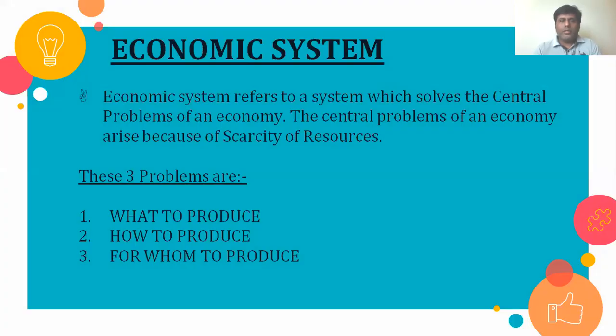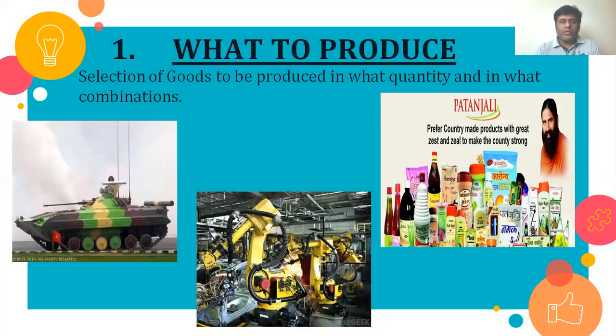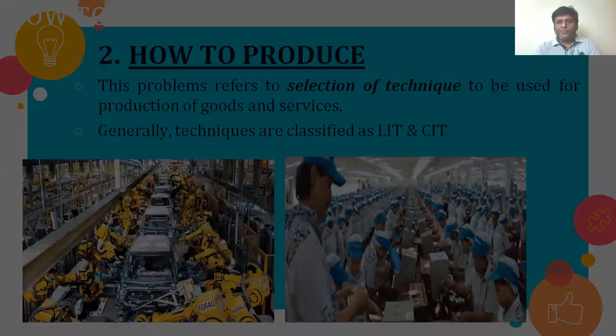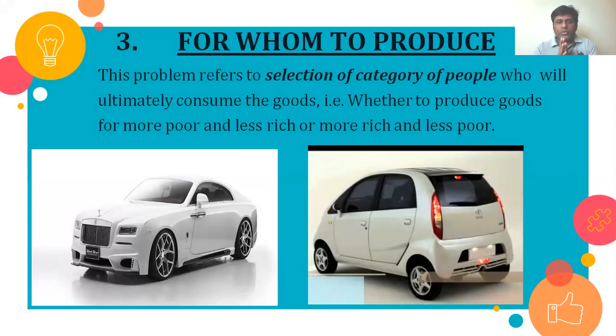The economic system is the system that solves all the central problems of the economy. That is, what to produce: selection of goods and services to be produced, and in what quantity and what combination. Whether you should produce defense goods, capital goods, or consumer goods. How to produce means the selection of technique of production, whether you should use LIT, labor intensive technology, or CIT, capital intensive technology. Third is for whom to produce. For whom to produce deals with the selection of category of people, whether you should produce for the classes or the masses.